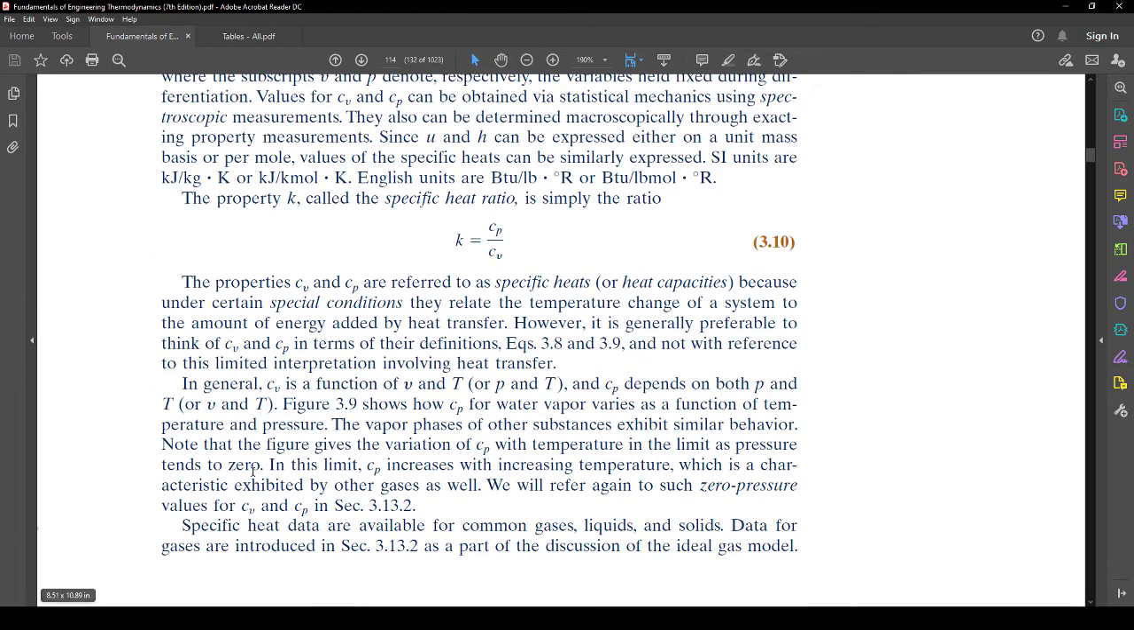So it says the properties C sub V and C sub P are referred to as specific heats or heat capacities because under certain special conditions, they can relate the temperature change of a system to the amount of energy added by heat transfer. However, it is generally preferable to think of C sub V and C sub P in terms of their definitions, equations 3.8 and 3.9, and not with reference to a limited interpretation involving heat transfer. Okay? So, in general, C sub V is a function of V and T or P and T, and C sub P depends on both P and T or V and T. Man, there's a lot of ands here.